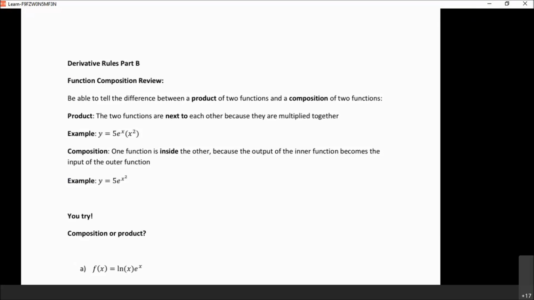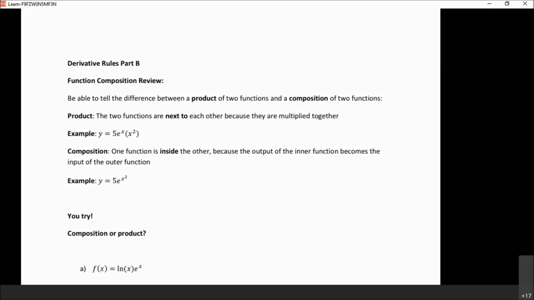We touched on this briefly last time when I introduced the product rule for a derivative and the quotient rule. In order to use those, you've got to recognize, do I have a product or do I have a quotient? The rule we're going to introduce today, which is called the chain rule for taking a derivative, is used on compositions of functions. I found from teaching calculus for a while that some students get confused between when is it a product and when is it a composition.